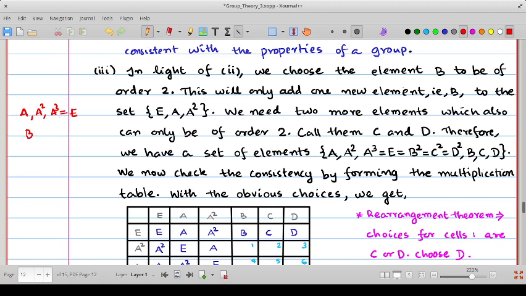So now we have elements A, A square, E and B, 4 of them. We need 2 more elements. So the remaining 2 elements can be chosen to be of order 2. We name them C and D. C generates C and C square. C square is already E. And D generates D and D square, which is also E. So we now have 6 elements: A, A square, E, B, C and D.